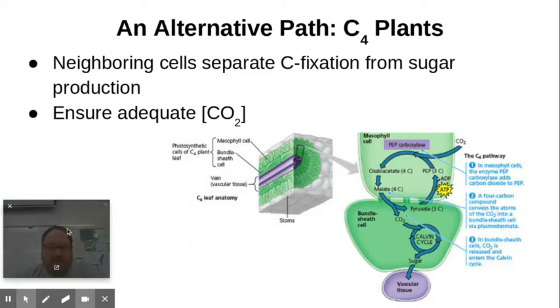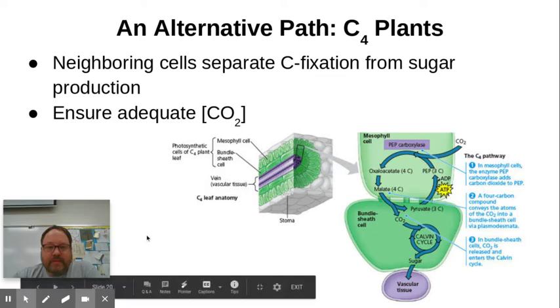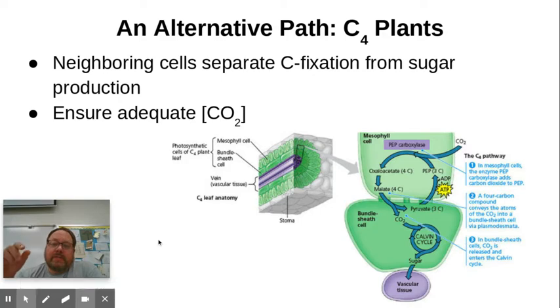This is like wheat and soybeans, stuff like that we might find around Indiana. There are other plants that have alternative pathways for carbon fixation, and they do this a couple different ways. The first type of plant we're going to look at are called C4 plants.